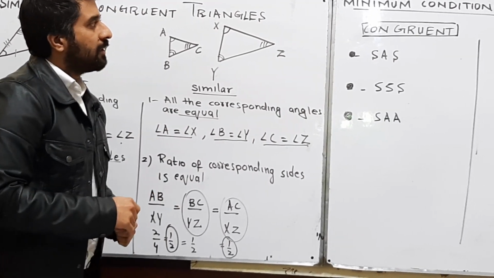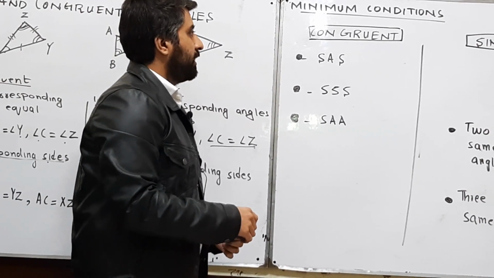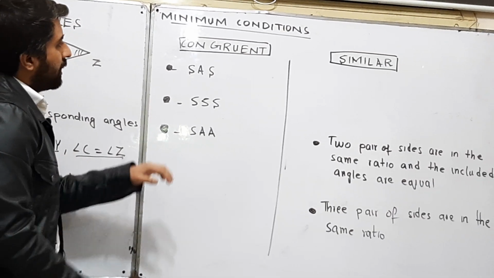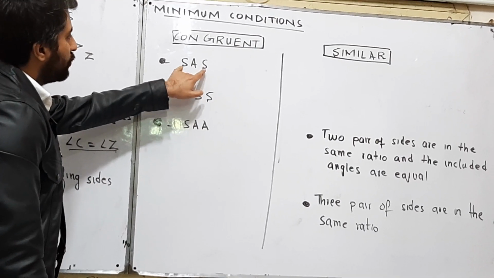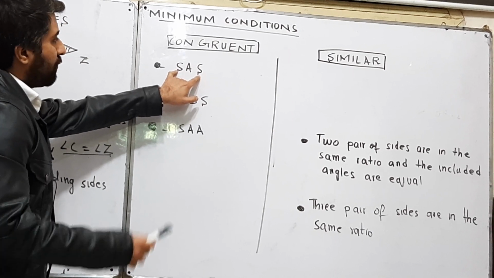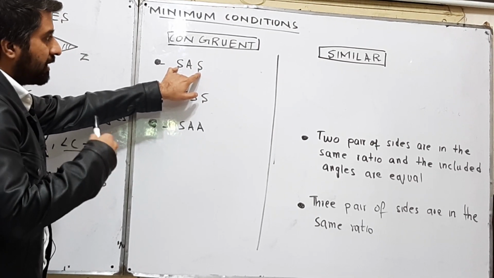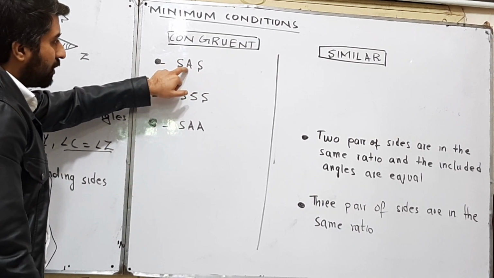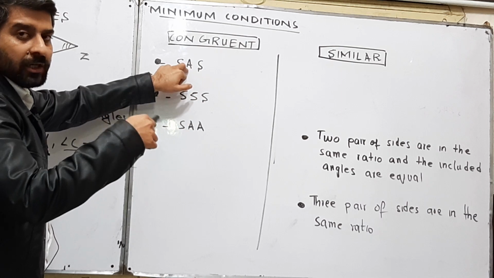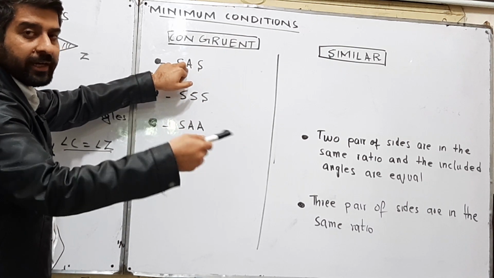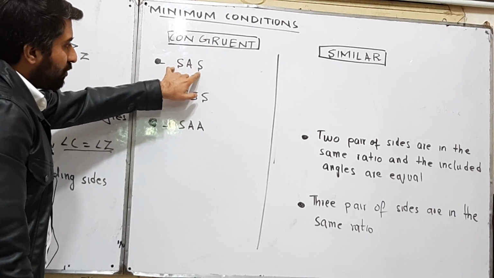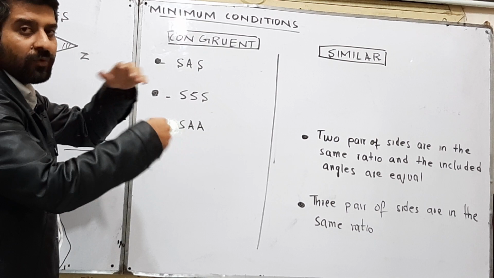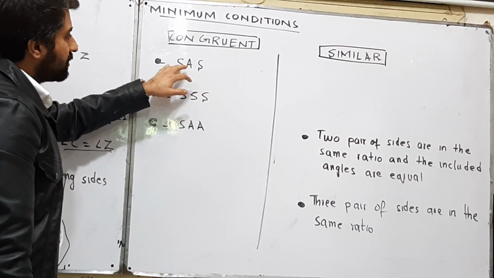Now, let us talk about the conditions that are required for triangles to be congruent and similar. For congruent, there must be at least two sides of one triangle that are equal to two sides of the other triangle, as well as one angle of one triangle equal to the corresponding angle of the other triangle. So, two sides and an angle of one triangle are equal to the two sides and the angle of the other triangle. This is one of the conditions.